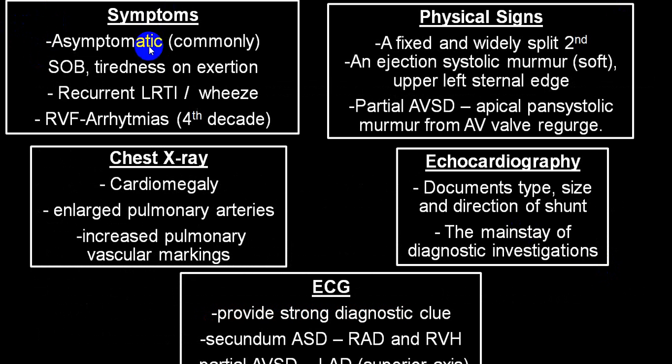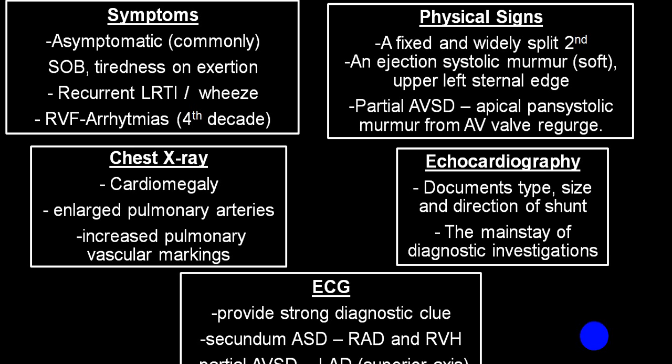In an early stage, in a small ASD, the patient is asymptomatic. In a medium to large ASD, there is shortness of breath, tiredness, recurrent respiratory tract infection, wheeze, right ventricular failure, and cardiac arrhythmia because of the right atrial dilatation. There is a split second sound and an ejection systolic murmur because of a large quantity of blood flowing through the pulmonary valve. That produces what we call a flow murmur or functional murmur. It may be associated with partial atrioventricular septal defect. In that case, you will have a pansystolic murmur on the left parasternal region.